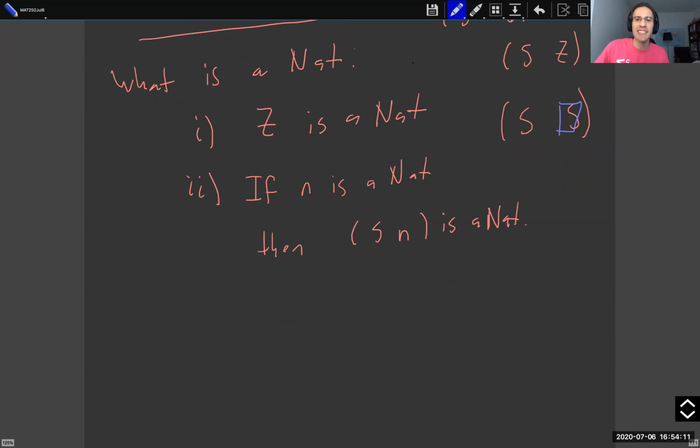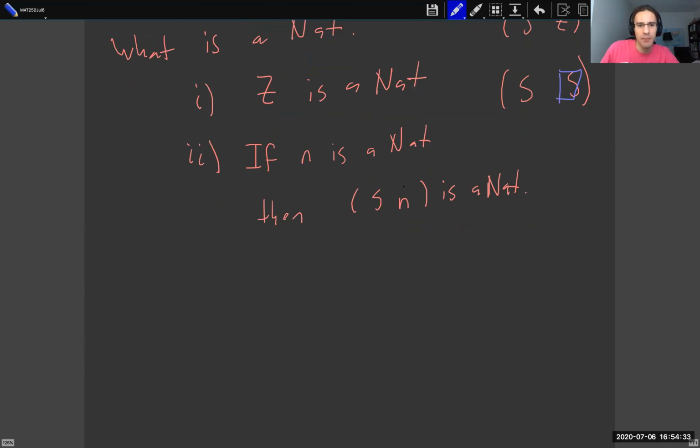Now, this definition of a nat is sort of cyclic. What is a nat? A nat is S of a nat. So I've defined something in terms of itself. It's sort of self-referential, right? That sounds a bit weird, but actually, it isn't weird. These rules tell you what a nat is.